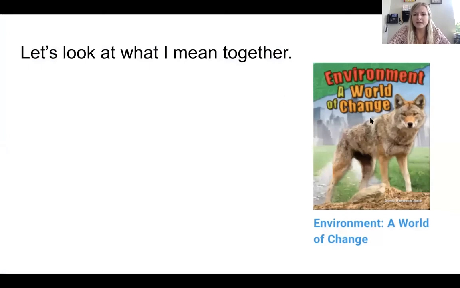I'm looking at this book, Environment, a World of Change. Now, if I were to just look at this book, I might think the topic is wolves, and that might not even be right for a topic. I'm just basing it off the picture, and I can't do that with nonfiction books. Environment, a world of change. If I read into this book more, I could say the topic is the environment. That could be an okay topic, but we're looking for the main idea. What about the environment?